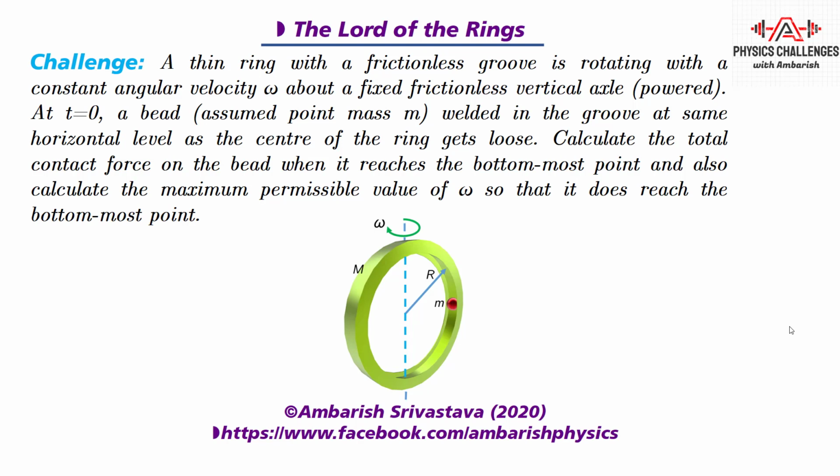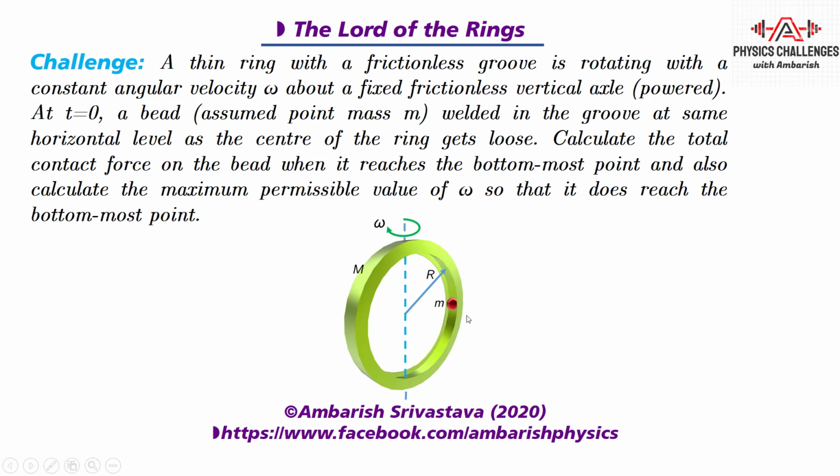A thin ring with a frictionless groove is rotating with a constant angular velocity omega about a fixed frictionless vertical axle which is powered. At t equal to 0, a bead assumed to be a point mass m, welded in the groove at the same horizontal level as the center of the ring, gets loose. Calculate the total contact force on the bead when it reaches the bottommost point, and also calculate the maximum permissible value of omega so that it does reach the bottommost point.